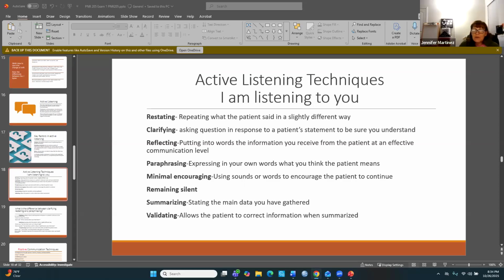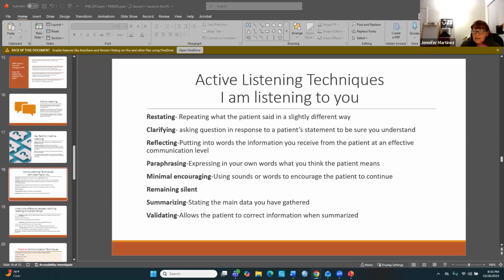Using silence can be an appropriate communication strategy, especially I think of working with older adults, right? Sometimes they need a second to process the question that you've asked or the information that you've given. They just need a minute to gather their thoughts. Summarizing is stating the main data that you've got. You've gathered all your information, and you repeat it back and say, this is what I heard. Is that correct? Which brings us to validating.